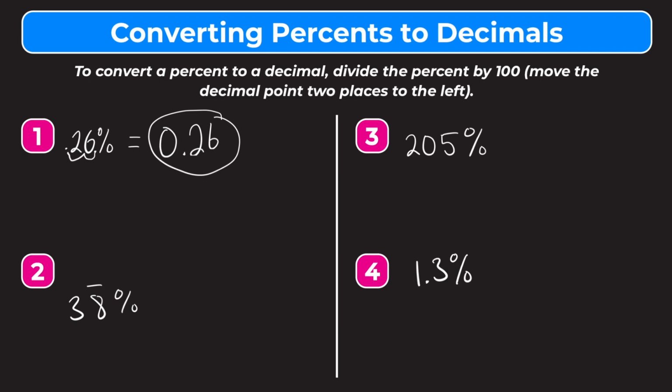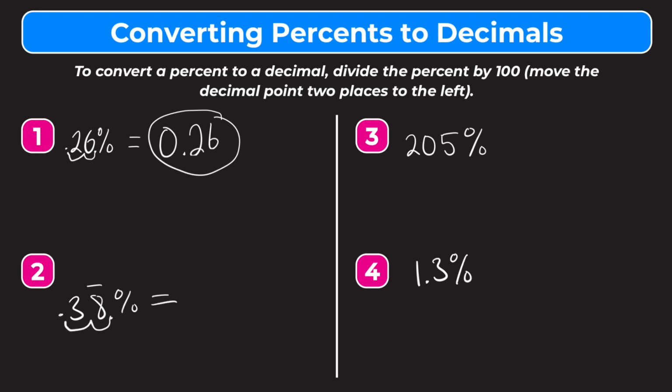So let's look at number 2. Number 2, we have 38%, but there is a repeating bar over the 8. So we still take the same steps, but that's going to mean that our answer, when it's in decimal form, is going to be a repeating decimal. So let's go ahead and put the decimal point to the right of the 8, and then we move it over twice to the left, 1, 2, so it ends up before the 3.